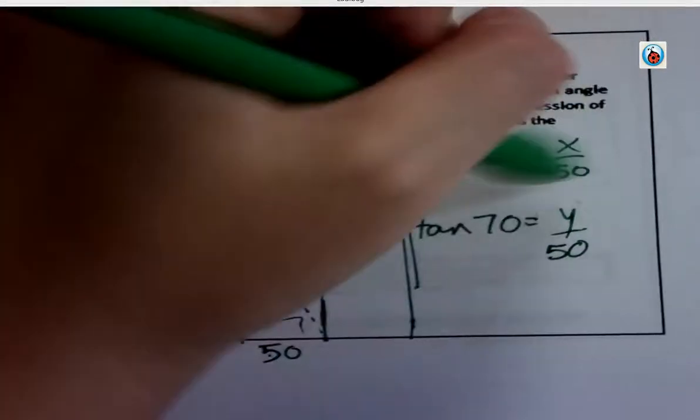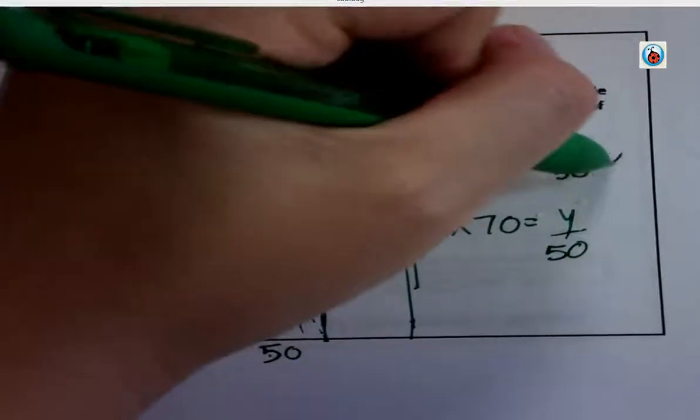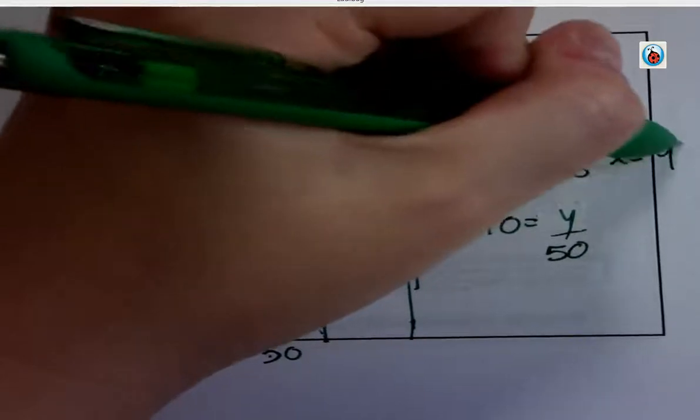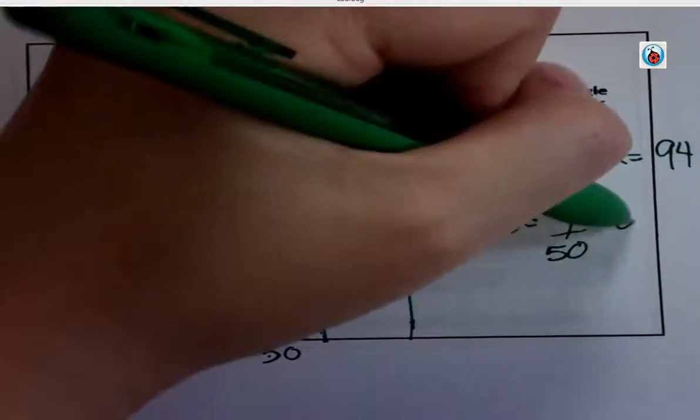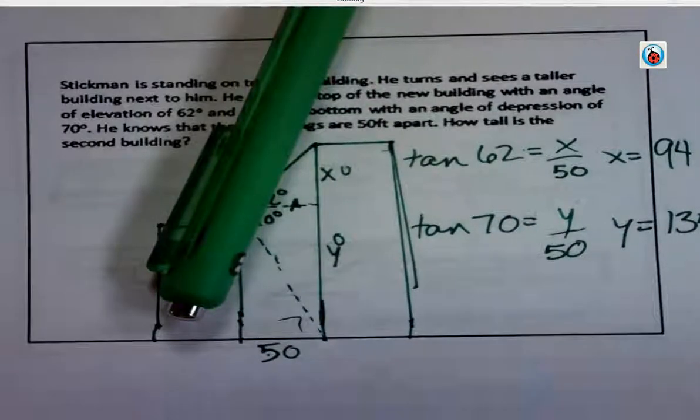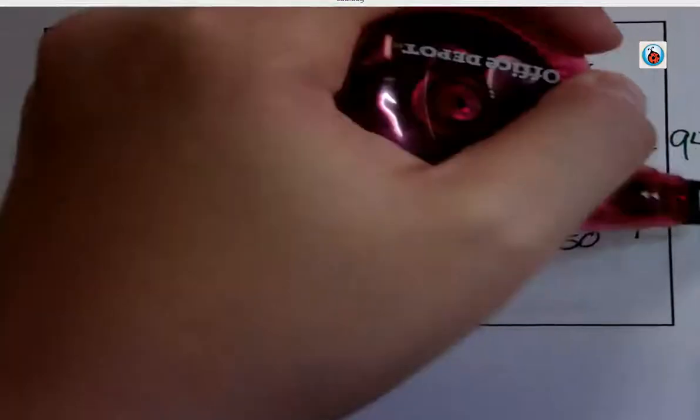Alright, then when I solve, I'm going to multiply 50 times tangent of 62, and I'll get x is 94.0. And then 50 times tangent of 70 is, oh, I got that wrong. It's 137.4. So the white out is coming out.